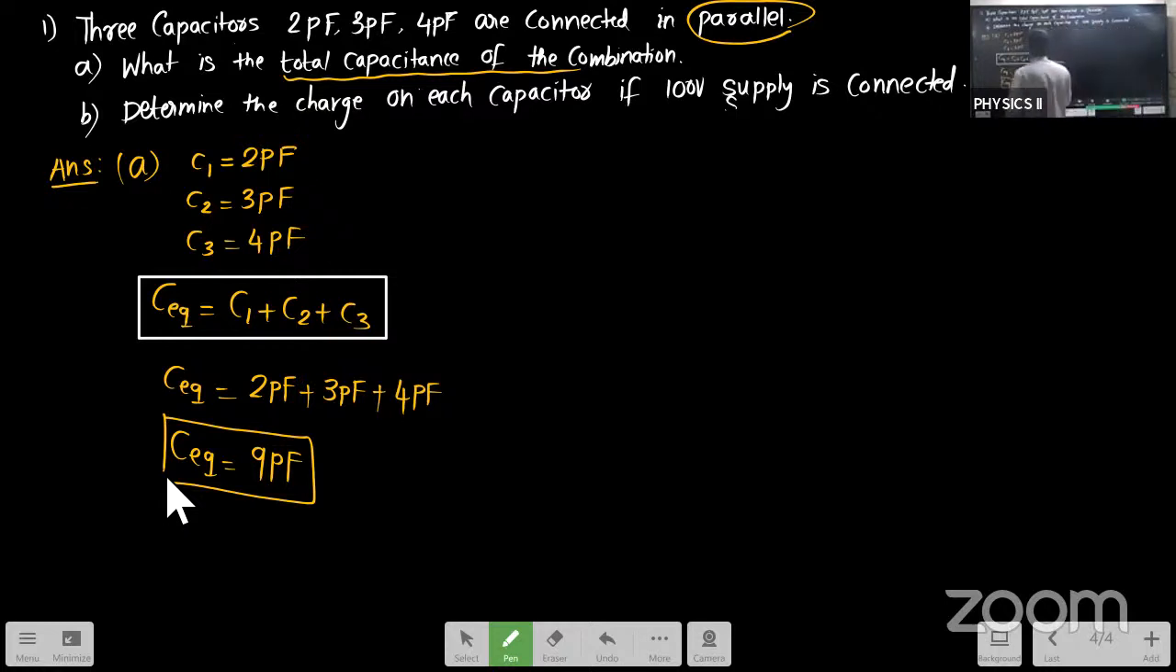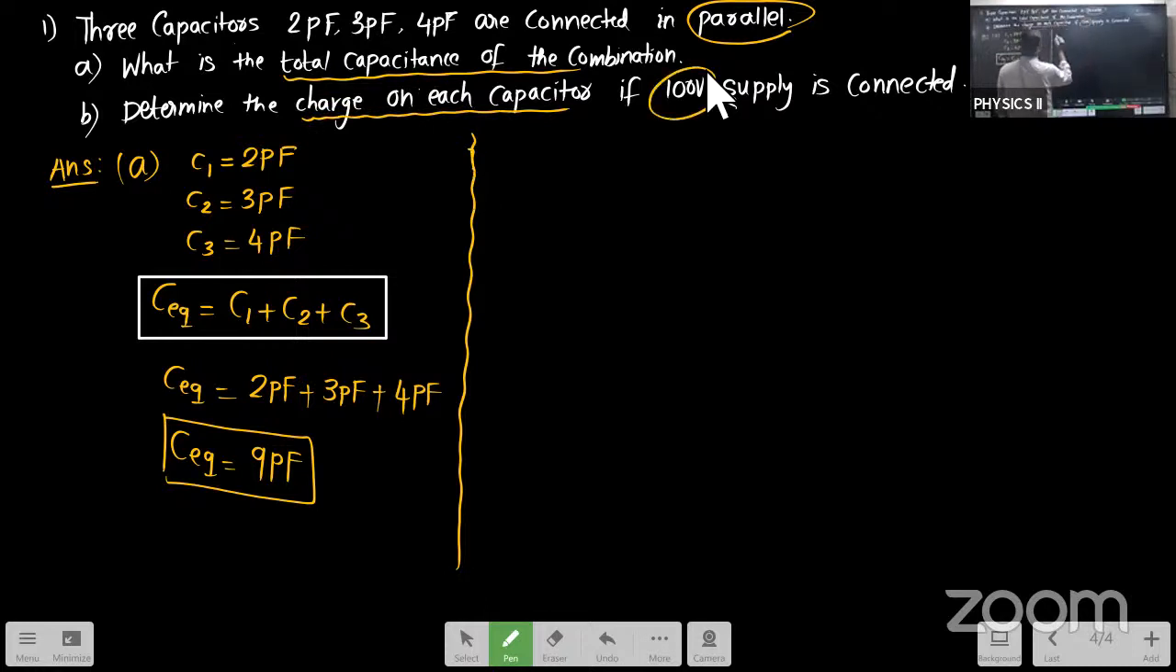So let us see the next question. Second question: he is asking you to determine the charge on each capacitor when a potential of 100 volts is applied. Again I am writing: how much potential has he given? V is equal to 100 volts.